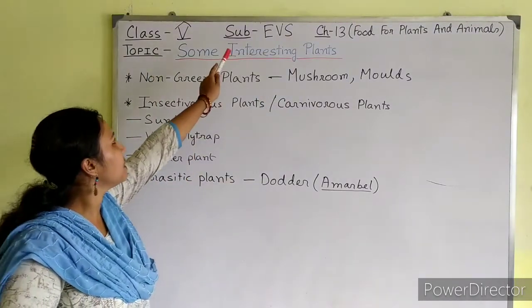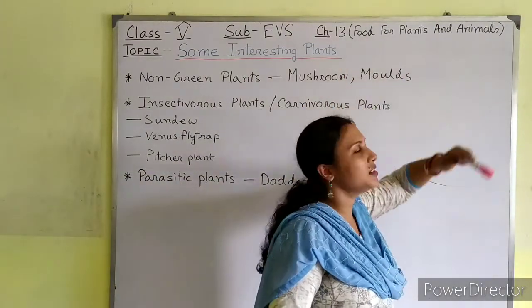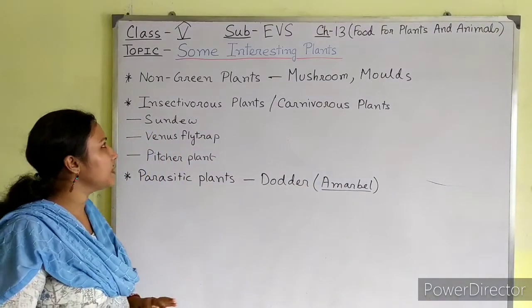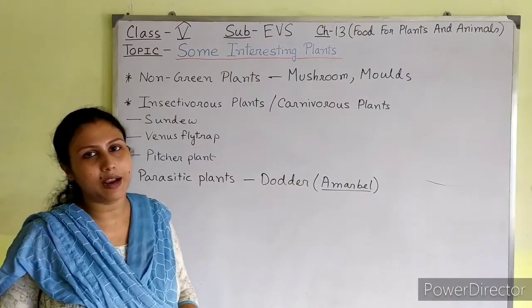Class 5, Subject EVS, Chapter 13, Food for Plants and Animals. Students, in today's topic, we will learn about some interesting plants.